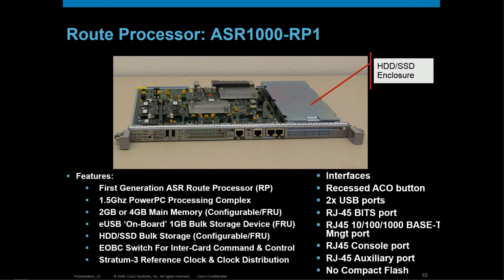This was a first generation ASR router. It has a very slow 1.5 gigahertz PowerPC processor. It has normally 4 gigs of main memory, USB for bulk storage. It has a traditional typical hard drive. Newer ones are coming with SSDs for power performance. It normally has specific interface cards depending on the model that you are purchasing.